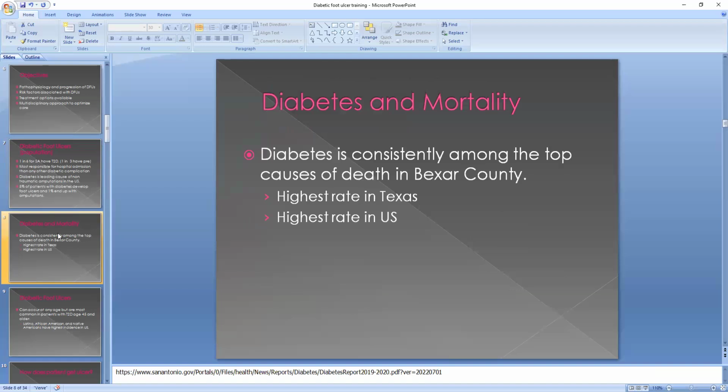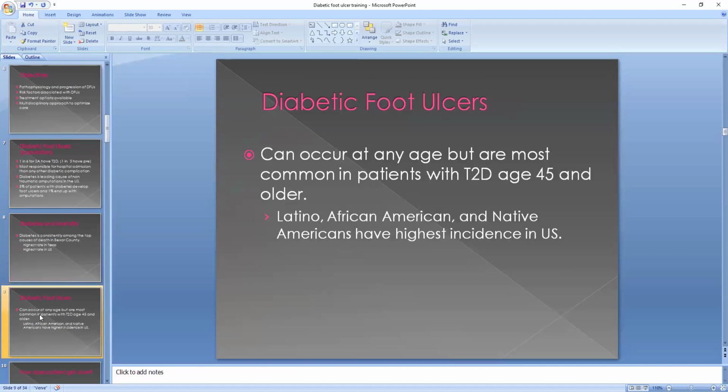Diabetes and overall death and mortality: diabetes is consistently among the top causes of death in Bexar County. This is San Antonio, and it's the highest rate in Texas and the highest rate in the US. And diabetic foot ulcers can occur at any age, but are most common in patients with type 2 diabetes age 45 and older.